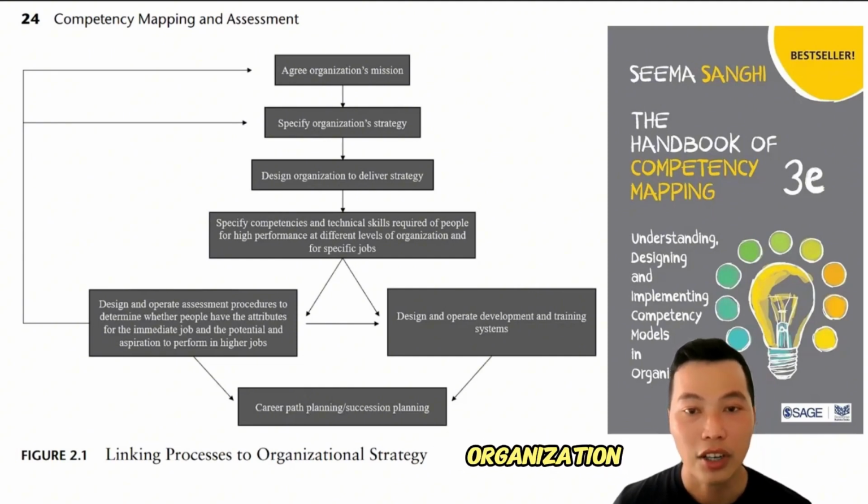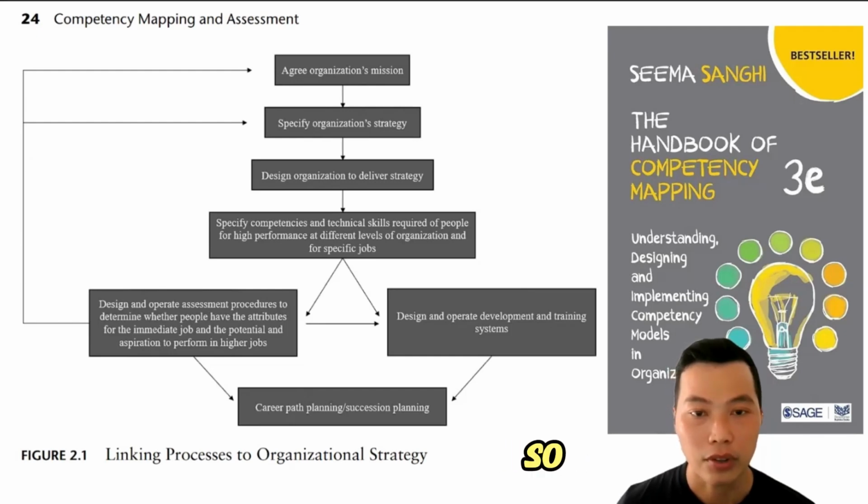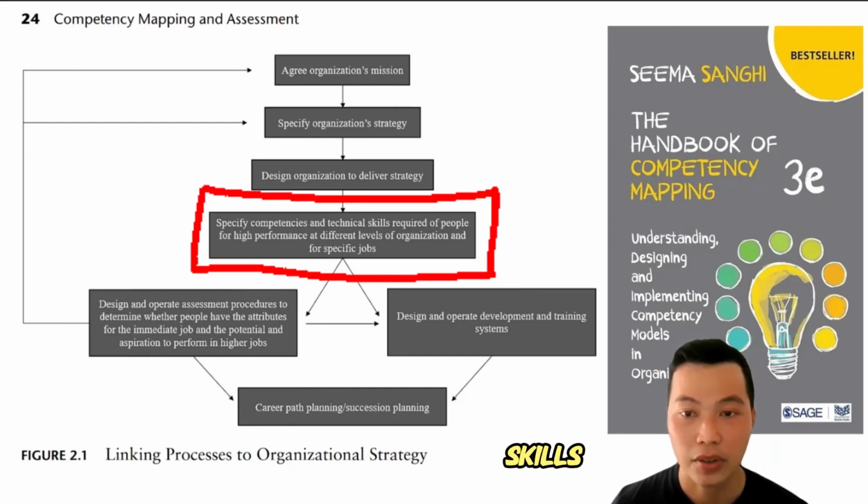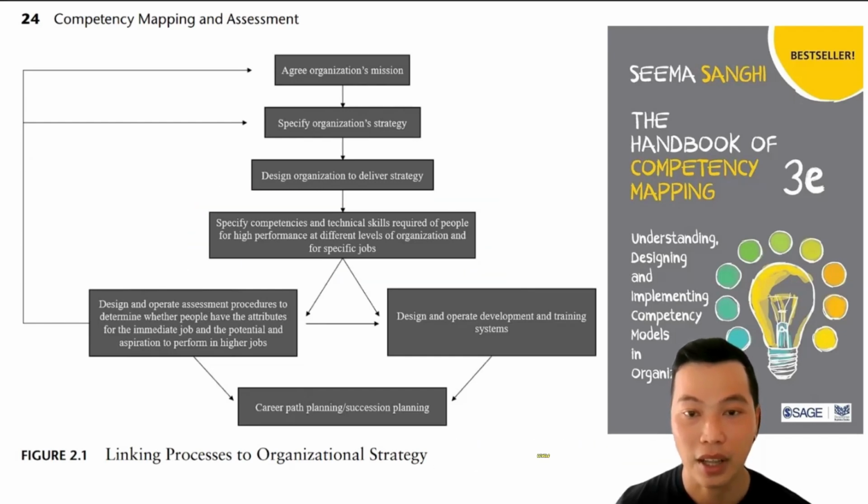Only after the organization is designed, we move to step four. So the next step is specify the competencies and technical skills required for high performance at different levels and for specific jobs. This is where competency mapping actually appears. It is not the first step. It is the result of mission, strategy, and organizational structure. And one important point, competencies must differ by level, and they must differ by job. There is no such thing as one competency framework for everyone in a company.